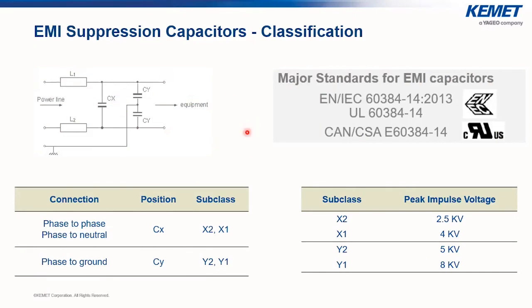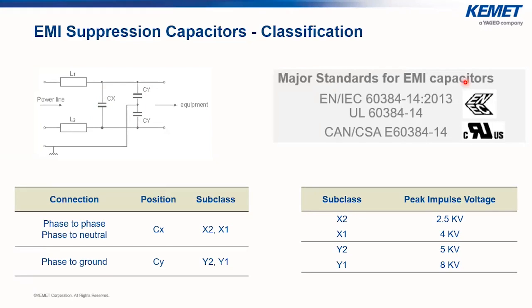This is a common scheme with X capacitors put between phase and neutral. Instead, the Y capacitors are put between phase and ground. The task of an X capacitor is to filter differential noise. Instead, Y capacitors are used to filter common mode noise.